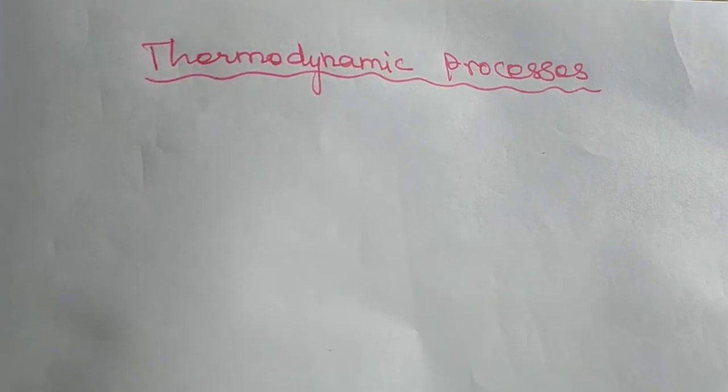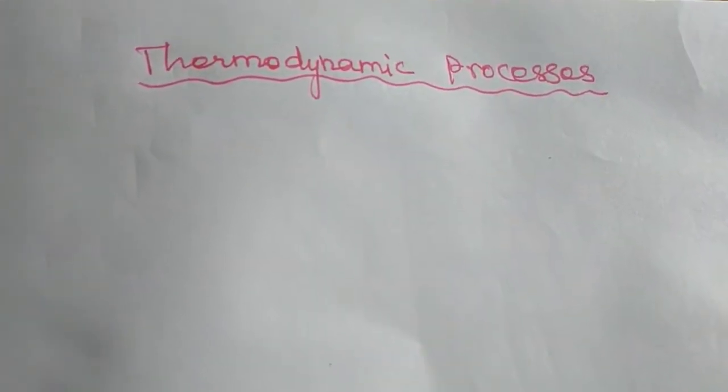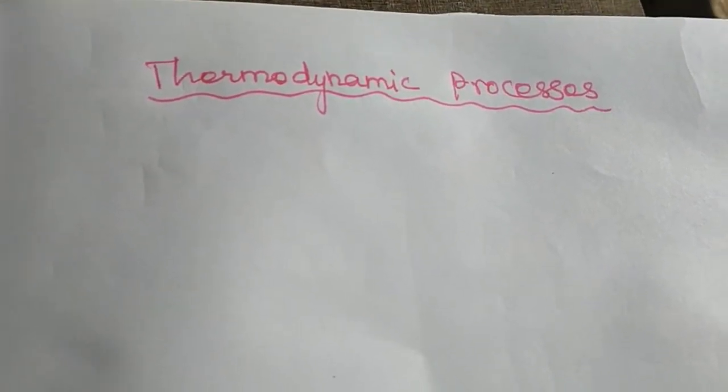Okay, yesterday we learned some thermodynamic processes, like reversible and irreversible processes. So we completed what reversible and irreversible processes are. Then we have to start from the next process, the adiabatic process. Okay, so what is a reversible process?